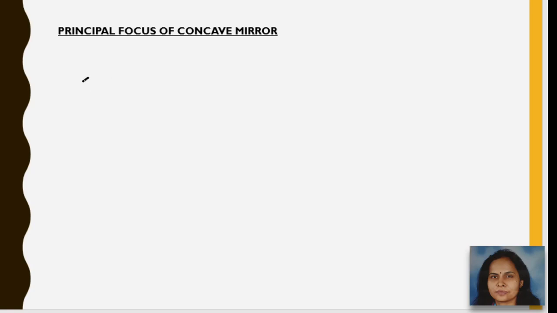So first we need to draw a concave mirror. So this is a concave mirror. And as I have told you, we need to distinguish between the reflecting and the non-reflecting surface. So I am putting the dashes on the non-reflecting surface, and it is curved inward, and the inward surface is the reflecting one. That's why we are seeing this as a concave mirror.